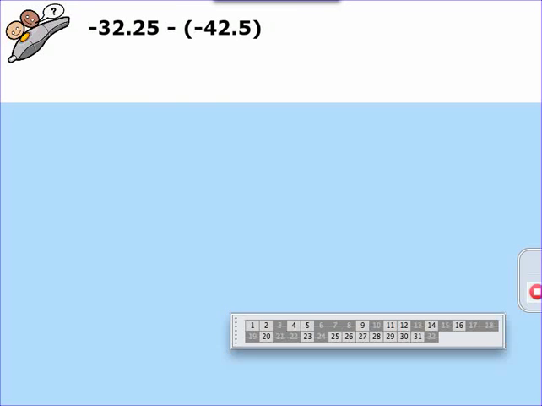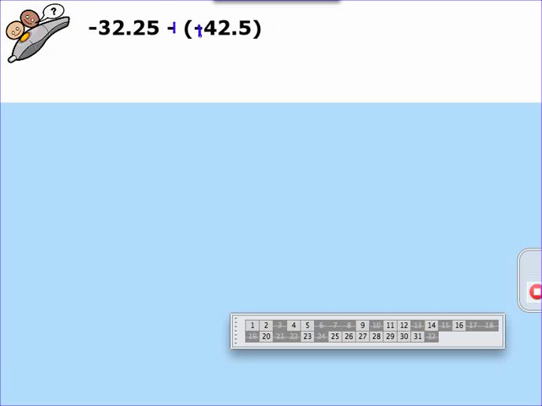Ooh, this is a good one. Negative 32.25 minus negative 42.5. Now, real quick, what does the minus and negative mean? Okay, minus a negative. This is the easy way to think about it: two negatives always make a positive. So really, this problem is different.